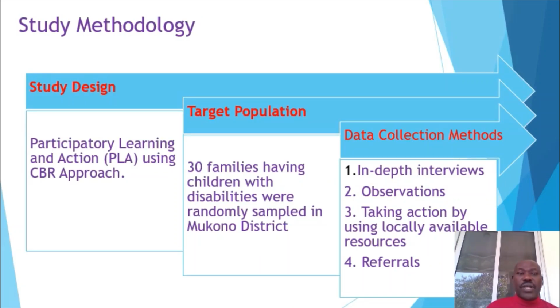Study methodology we adopted. Study design: we adopted participatory learning and action using the CBR approach. The target population: we targeted 30 families in Mukono district, one of the districts that neighbors the capital city, Kampala. Data collection methods: we used in-depth interviews, observations, taking action using local available resources, and referrals to partners who deal with disability.